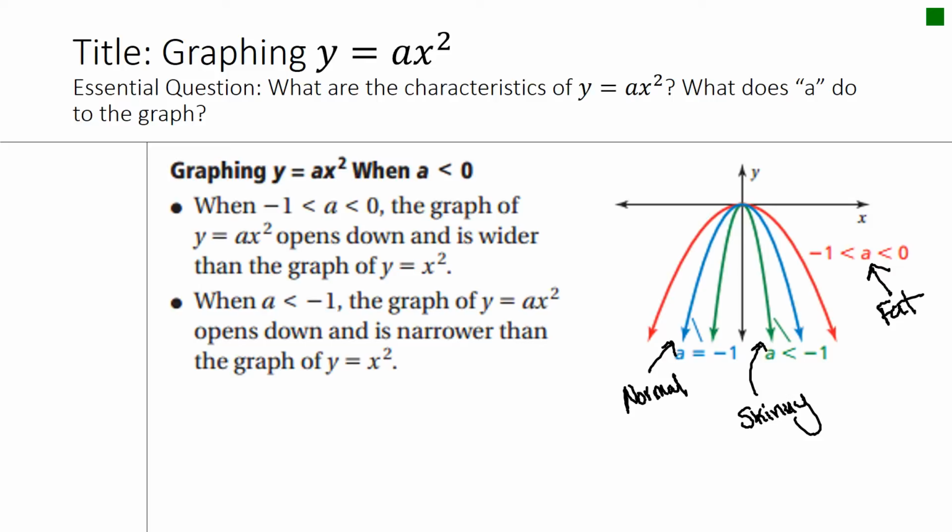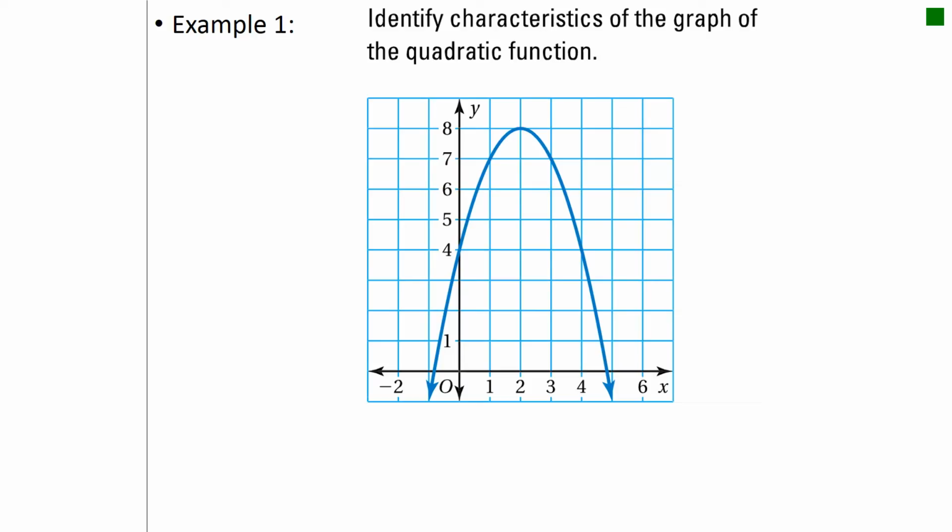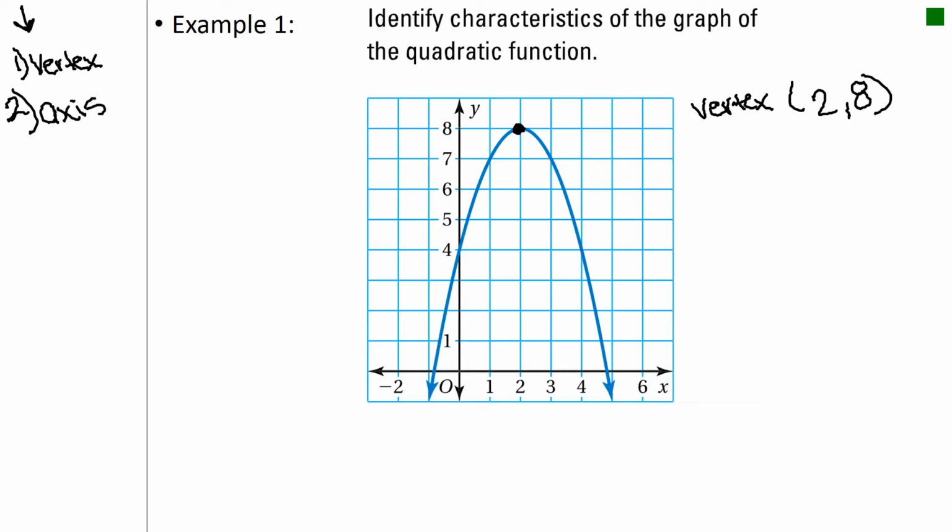Alright, now we're ready to go back into the characteristics. So, example 1, we are looking at identifying the characteristics we just talked about, and I'm going to put over here, and so should you, in your notes on this left-hand side, all the characteristics you need to list out. The first one is the vertex. Your vertex for example 1 is right here, so our vertex is (2, 8).